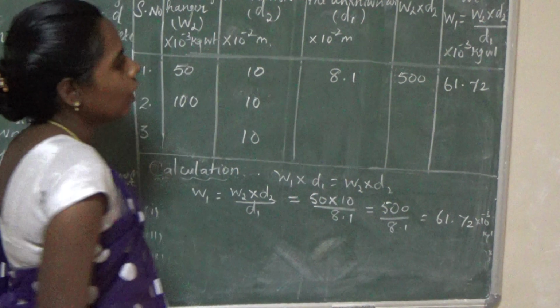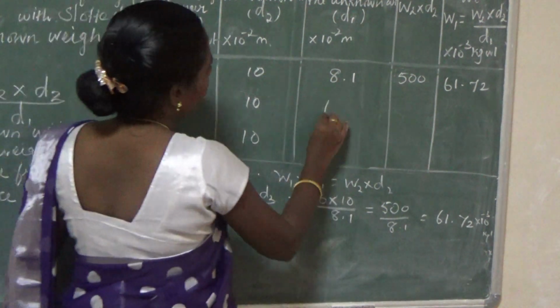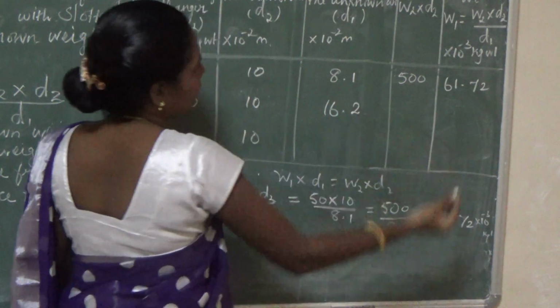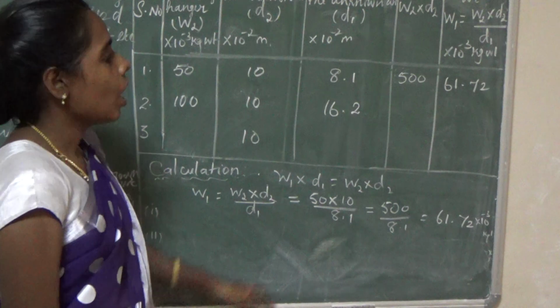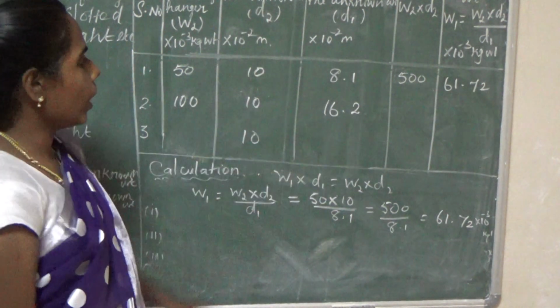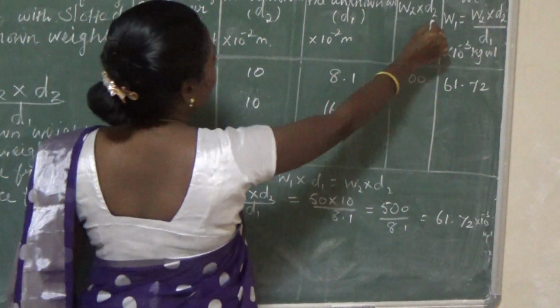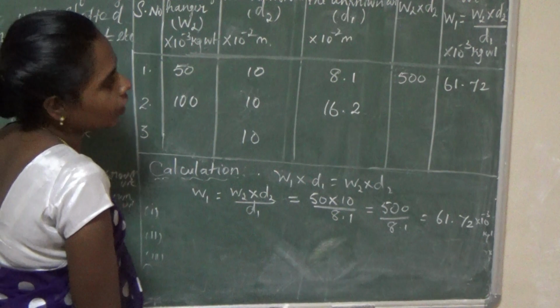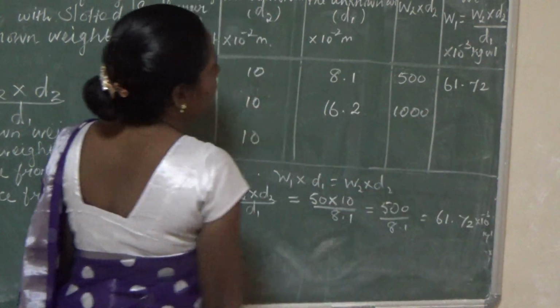Okay, so next, from D1, the distance we got is 16.2. So the distance of what weight? For the unknown weight we got 16.2, isn't it? So that value you have to write here. Now we want to multiply this: W2 into D2. So 100 into 10. What is that? 1000.